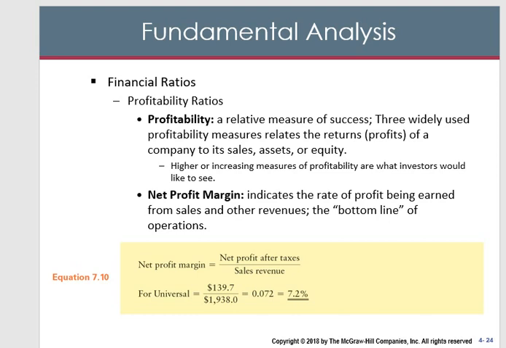Universal's net profit margin is 7.2%. That is, for every dollar of revenue that the company generates, it earns a profit of a little more than 7 cents. This may be about average for large corporations, but is well above the average for firms in the business equipment industry.